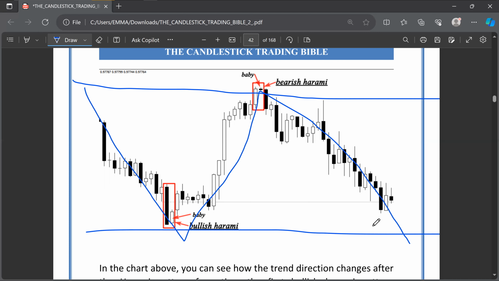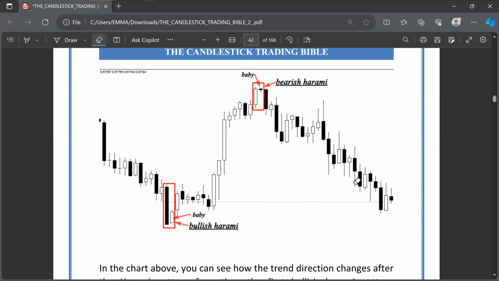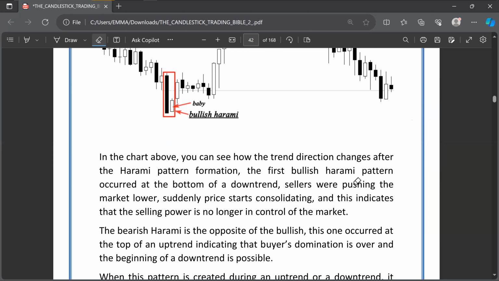So when it gets here, you just have to look for confirmation of a particular candlestick pattern. If it happens, then you can join. Else, the price might even break this support level and go down. You will learn this later on. So in the chart above, you can see how the trend direction changes after the Harami pattern formation. The first bullish Harami pattern occurred at the bottom of a downtrend. Sellers were pushing the market lower. Suddenly, price starts consolidating, and this indicates that the selling power is no longer in control of the market.